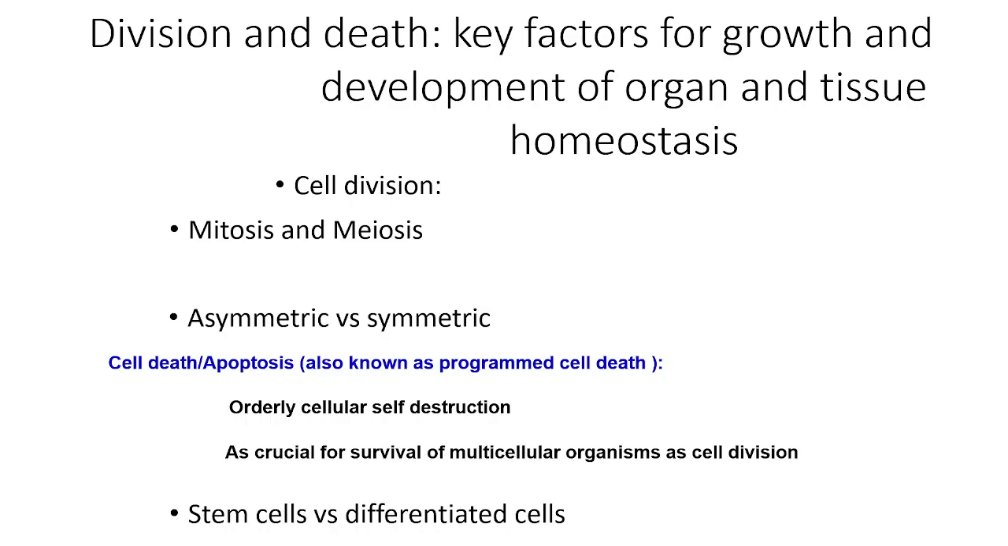Now, on the other hand, we have cell death, in particular apoptosis, which we will be mostly discussing, also called programmed cell death, PCD, which is an orderly cellular self-destruction process. Apoptosis is as crucial for the survival of multicellular organisms as cell division is, because it removes excess, damaged, or dangerous cells in a controlled manner.